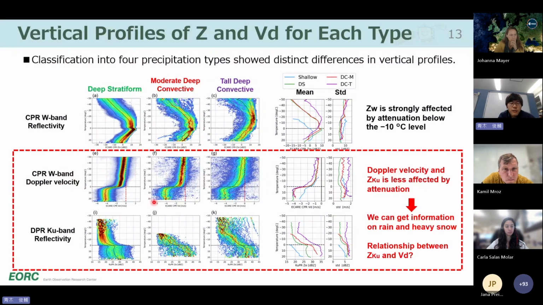But when we make a similar figure using Doppler velocity, Doppler velocity in rain layers stays roughly around 4 meters per second, and this indicates that Doppler velocity measurement is less affected by attenuation, and we can get information on rain or heavy snowfall.